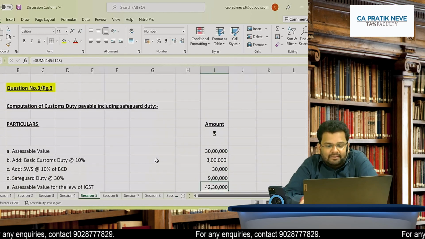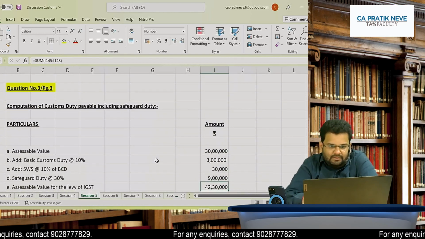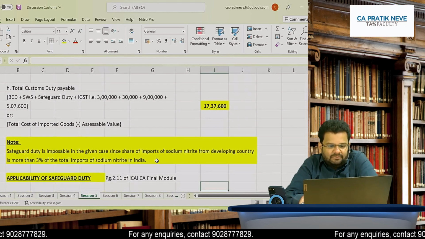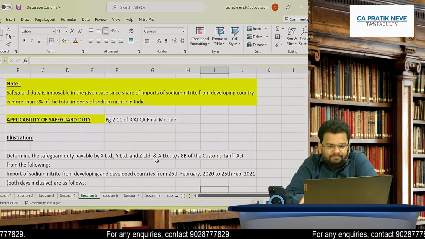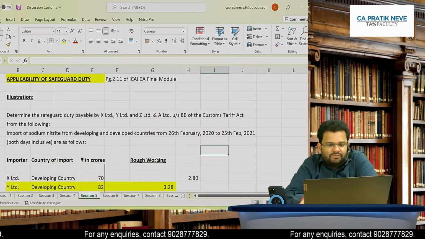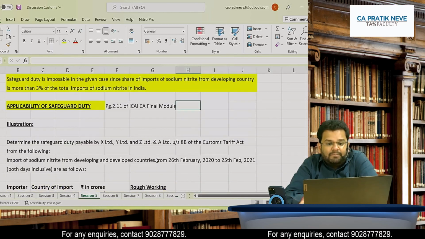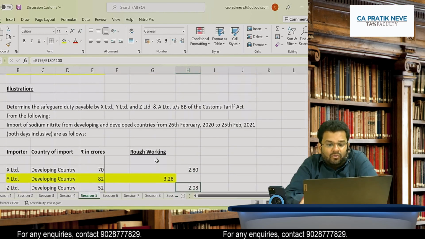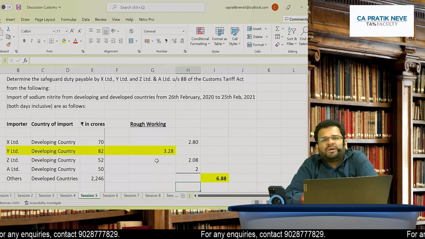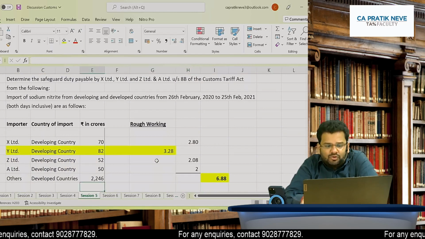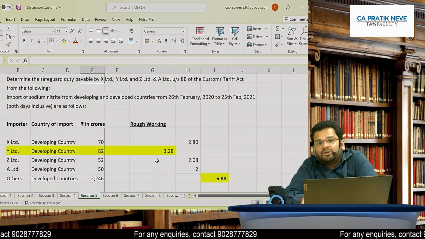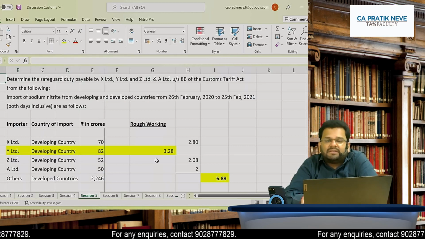And then, yes, so such questions I have covered here. This point is very critical. Applicability of safeguard duty. Okay, there could be a question that in which situation safeguard duty will be applicable, or will it be applicable or not applicable in given circumstances.